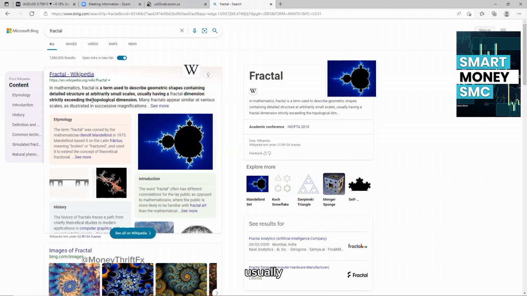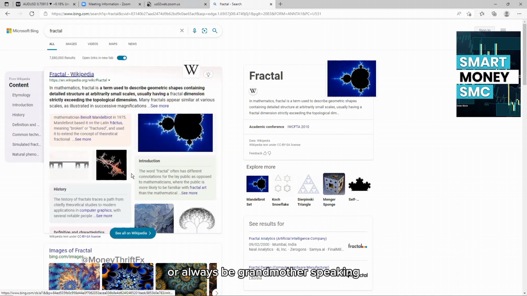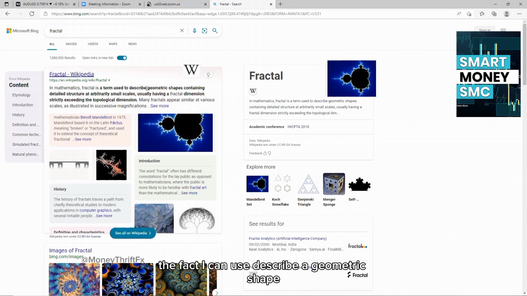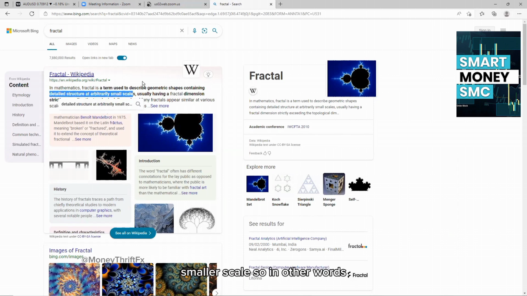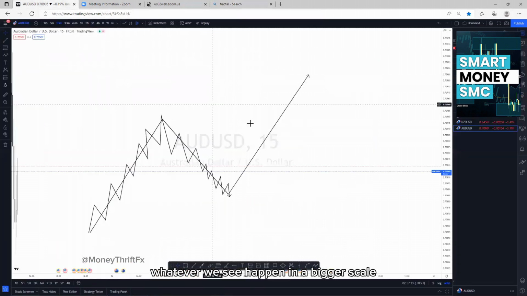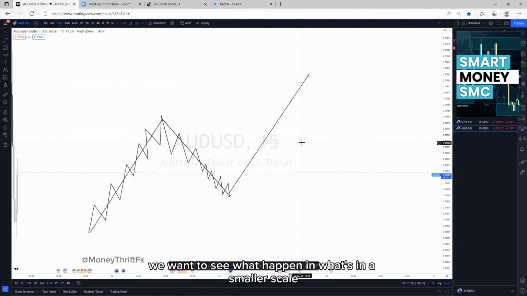That fractal is a term used to describe a geometric shape containing detailed structure at arbitrarily smaller scales. So, in other words, whatever we see happen on a bigger scale is the same thing we will see happen on a smaller scale.